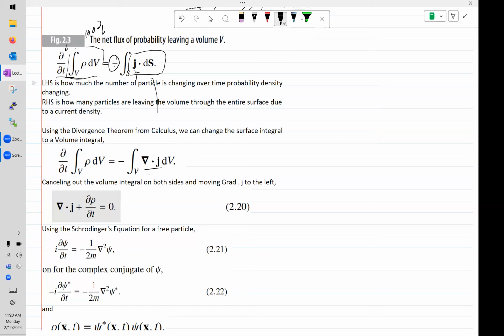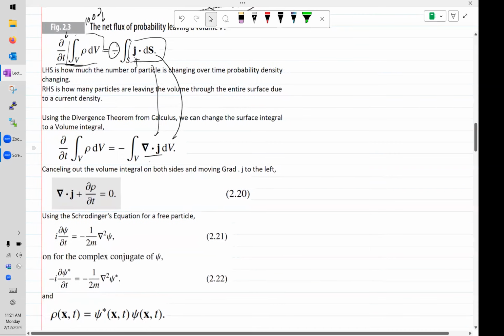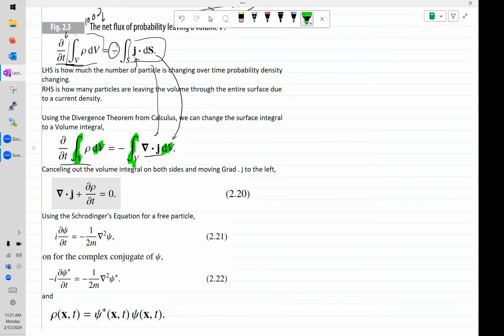we're going to use the divergence theorem. This is actually the gradient. Dot product that with the current, and when you do that, it changes the surface integral to the volume integral. Okay, right. And now we have two things that are under volume integrals, right? This is just a volume integral. This is just a volume integral. Well, if those two are the same as each other, the stuff that we're integrating better be the same, right?